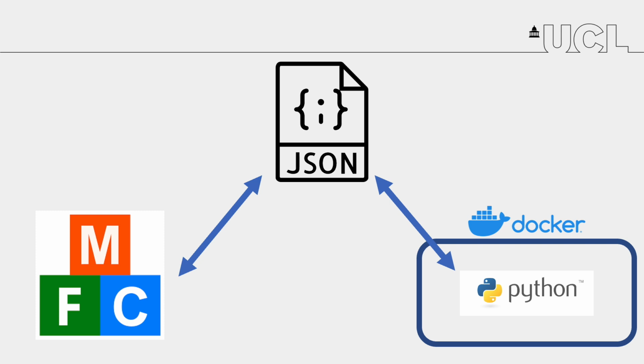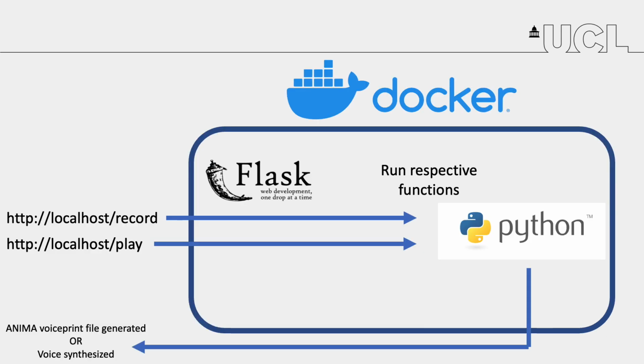This future-proofs the communication between the MFC and the Python, as it is also the intended mode of communication once Python is compiled properly. As Docker containers are self-contained, we need to find a way to access them from the outside. So, I use Flask to set up two basic endpoints, localhost/record and localhost/play. These simply run the respective Python code when they receive an HTTP signal from another application on the computer.